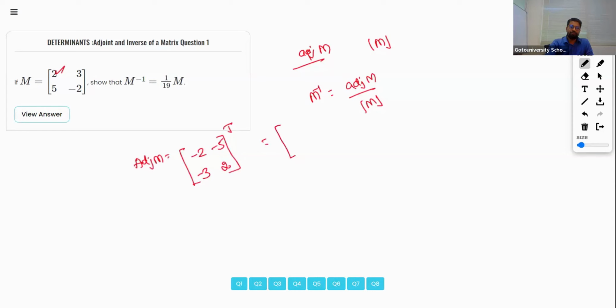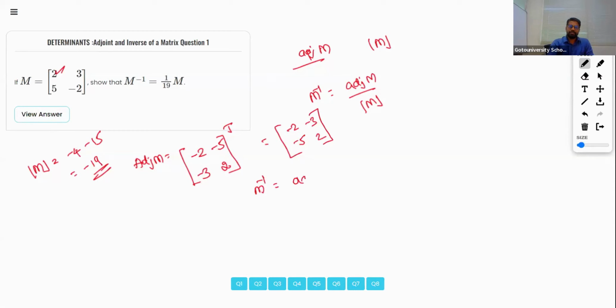So what is the cofactor of this? I mean, what is the adjoint of this then? Transpose, right? -2, -5, -3, +2. Okay. So before that, I should have found the determinant of this matrix. Determinant of this matrix is -4, -15. Am I right? Yes. -4 -15 is -19. Are we right? Yes.